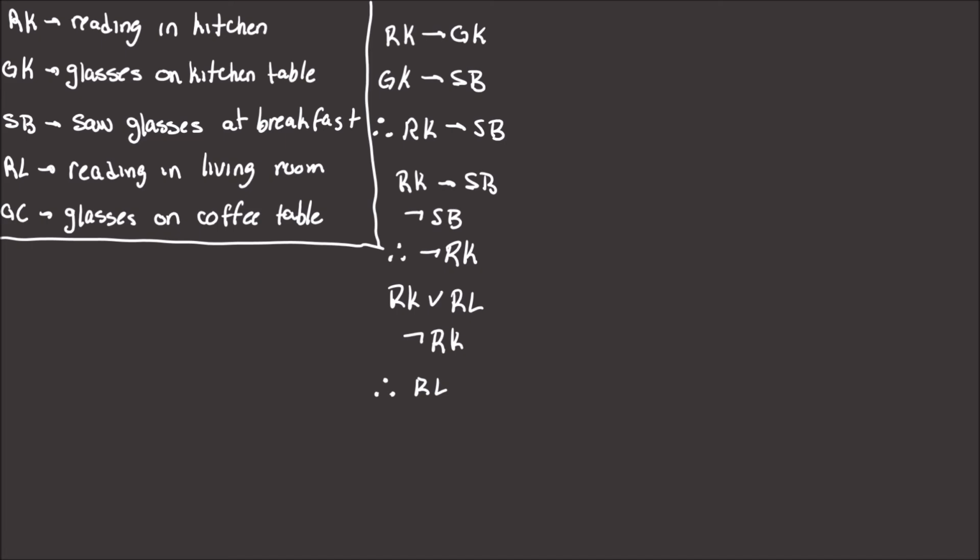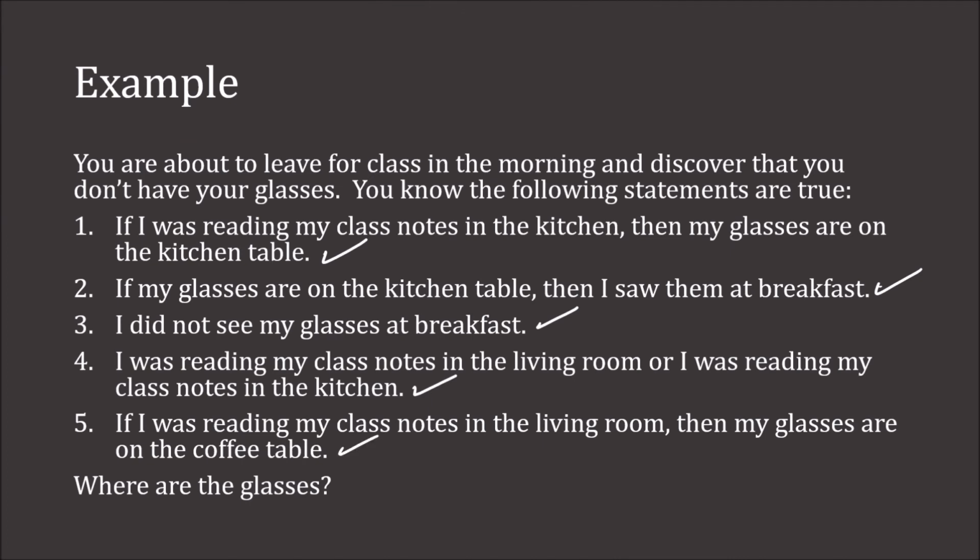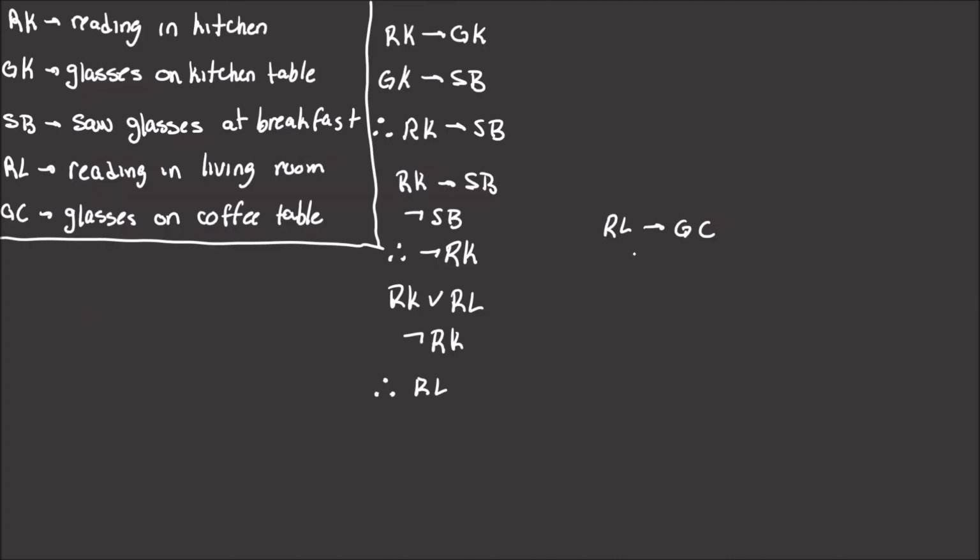Then the final statement said if we were reading in the living room, then the glasses are on the coffee table. And we just showed that we had to be reading in the living room. Therefore, by Modus Ponens, the glasses are on the coffee table. So the glasses are on the coffee table.